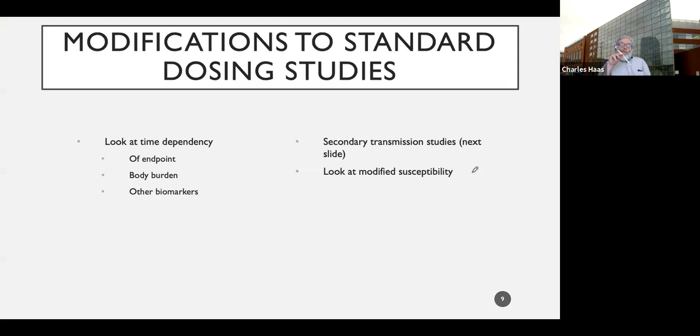We can modify the standard dose response study to look at time dependency, incubation time. How does time influence body burden? Are there physiological markers that we can use to determine what the effect or the exposure might have been? We can also do, especially with animal studies, investigations in secondary transmission. I'll talk about that momentarily. And we can look at modifications in susceptibility.